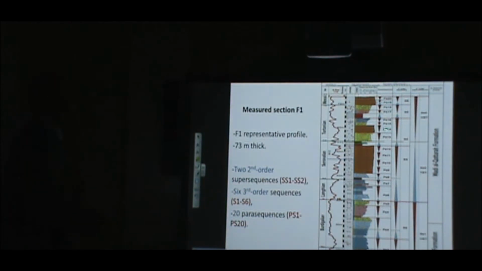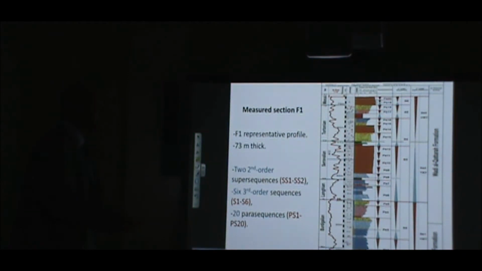This is the representative section. This is the F1 section. And in this F1 section, we have 2 second-order supersequences. The lower one, we have just the high stand. We call it SS1. It has just the high stand preserved. The upper one, the younger one, is a full second-order supersequence.